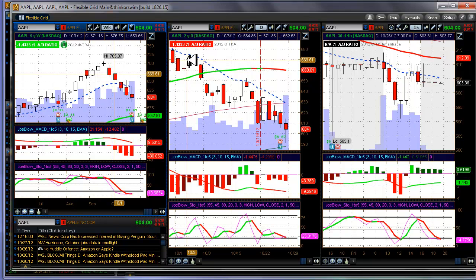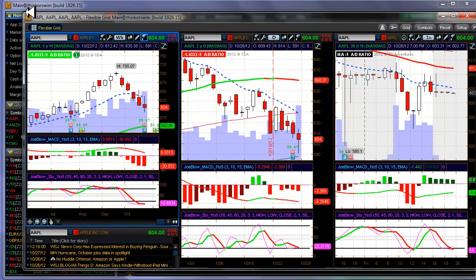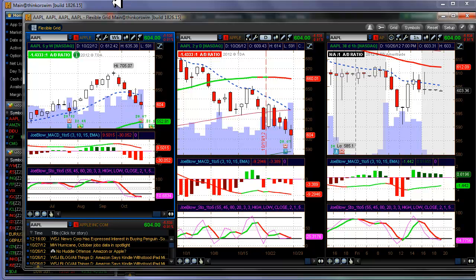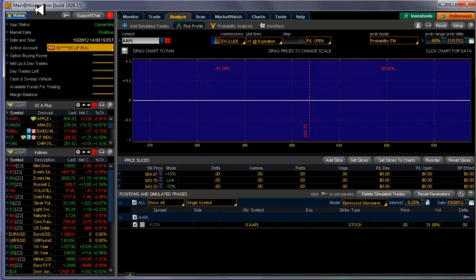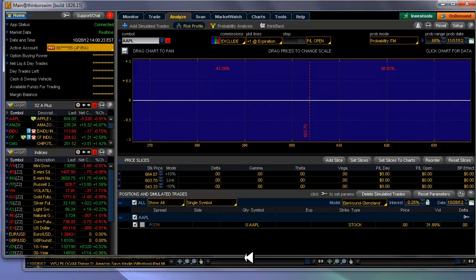All right, we've done that. Now, let me just shrink this down a little bit here. I'm going to cascade these windows here so that I can switch back and forth. I need to cascade this one up here a little bit. All right.